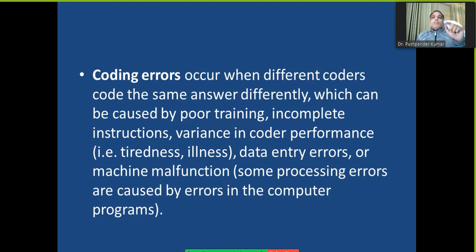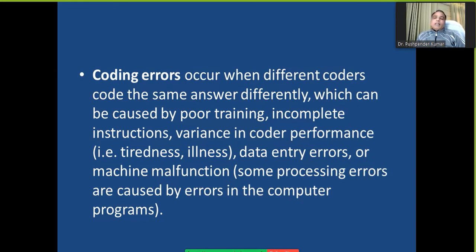So you need to give the instruction carefully with one code only. If you want to select it, say right or give cross only. Sometimes you say both are needed, define with yes, tick or cross. So coding error occurs when different coders code the same answer differently, which can be caused by poor training, incomplete instructions, variance in coder performance, right? Data entry error or machine malfunction.